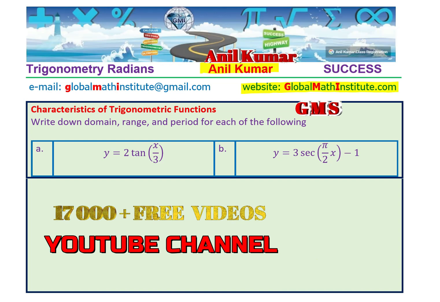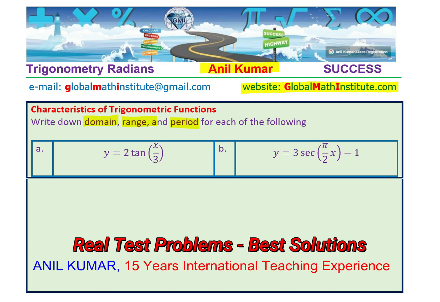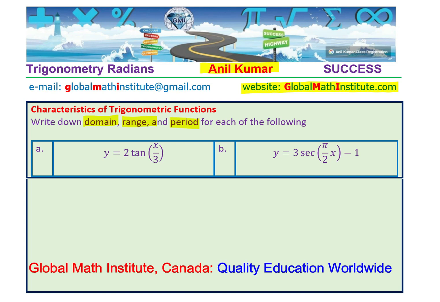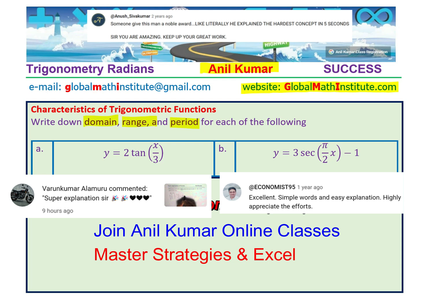In this video, we are looking into domain, range, and period for each of the following functions. The functions are y equals 2 tan x by 3 and y equals 3 secant pi by 2 x minus 1. So let's begin by writing domain. As far as tan and secant functions are concerned, they do have vertical asymptotes and there are restrictions in the domain. So you have to be slightly more careful while writing their domain.